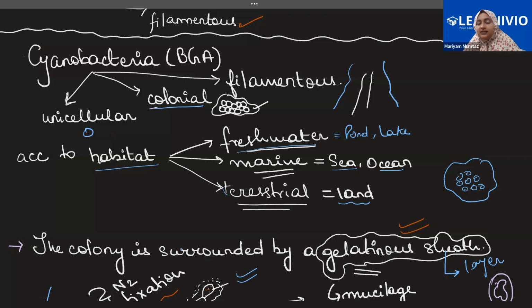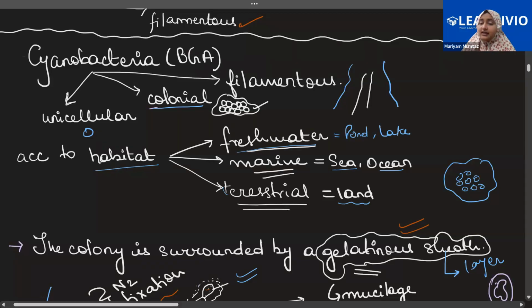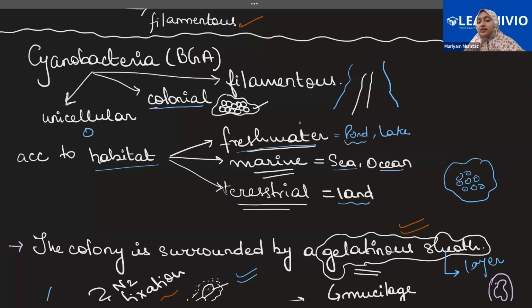According to the habitat, this cyanobacteria is very vast, because it is found in fresh water, it is found in marine water, and it is found in the terrestrial habitats as well. So when we talk about fresh water, you can find cyanobacteria in ponds and lakes. As far as the marine goes, you can find them in the sea and the ocean as well, and on the land. So they are very diverse with respect to their habitat.